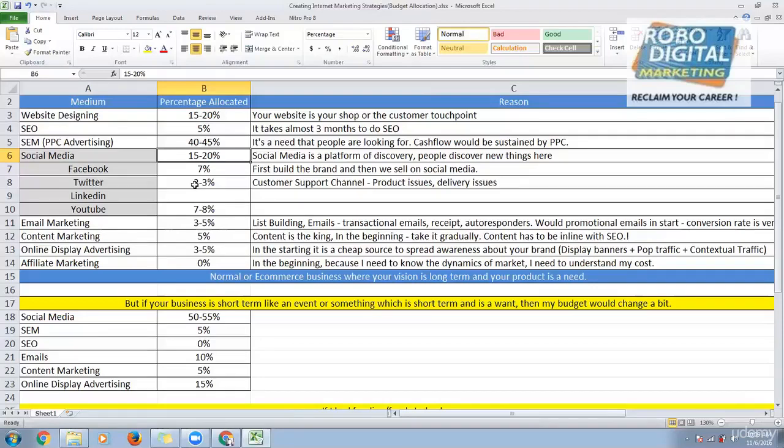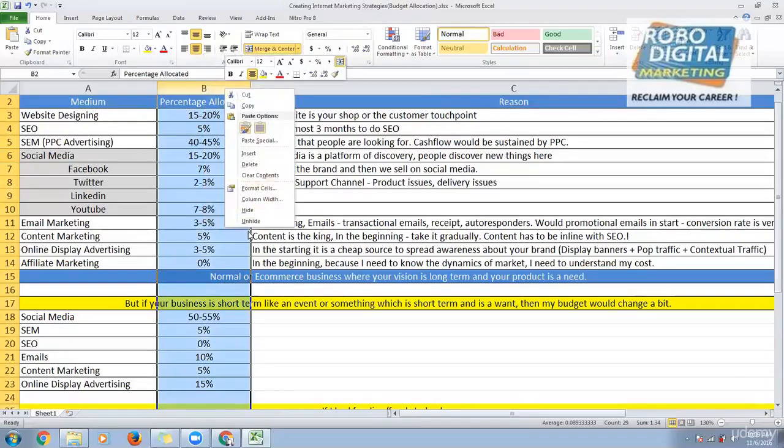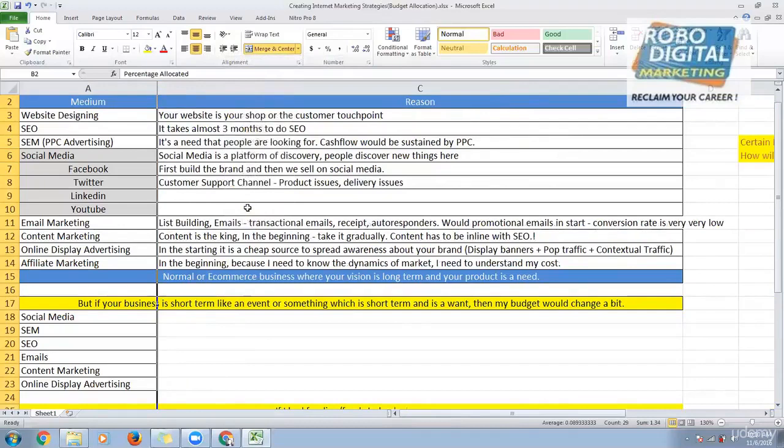Next is affiliate marketing. What is affiliate marketing? As I said, it's like promotion, giving coupons, like Uber was giving a 300 rupees coupon, which is a very high amount. When we are talking about a normal business or an e-commerce business, you don't have a very high capacity to pay people. So we allocate 0%. Because no affiliate will be ready to promote your product if they're not getting much amount.